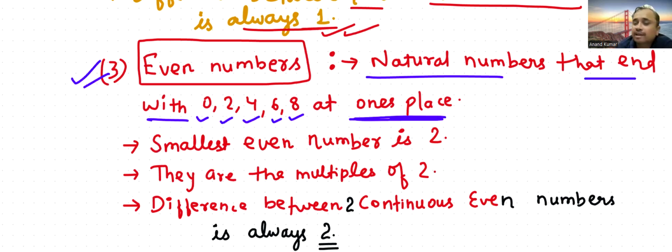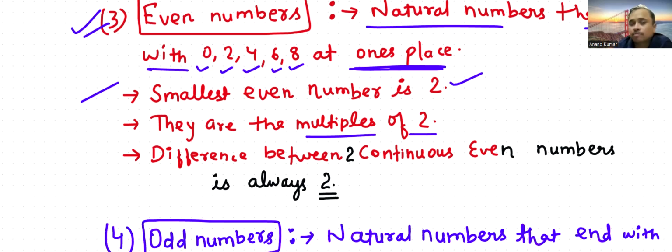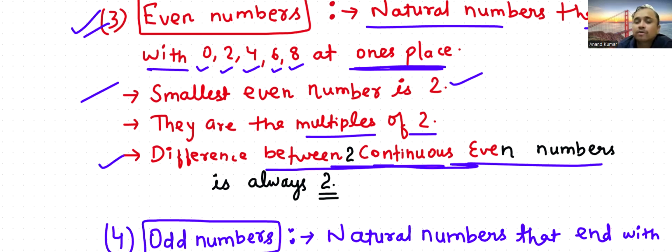The smallest even number in this category is 2. And the best thing to mention here is that all even numbers are multiples of 2. The way we have a common difference of 1 in consecutive natural numbers and whole numbers, in the same way, if we write two continuous even numbers, then there will be a difference of only 2 all the time.